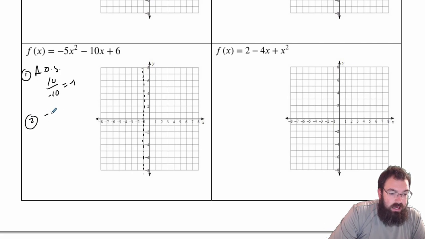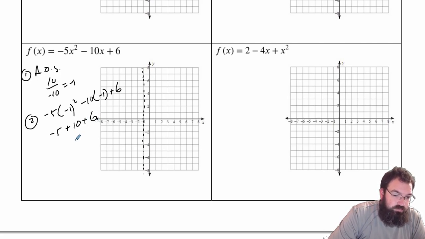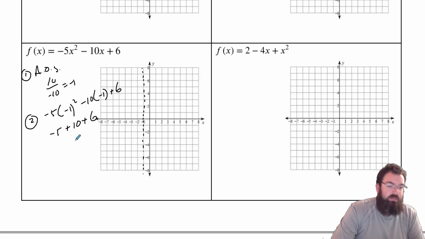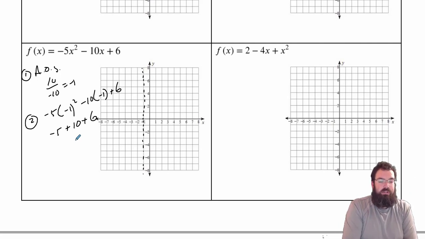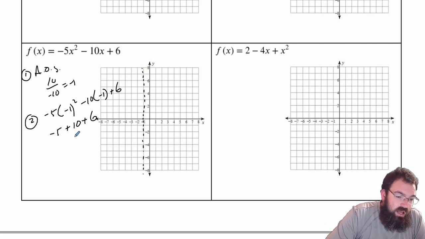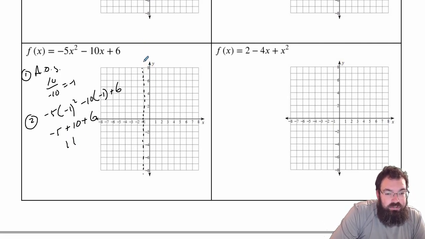Let's plug that in. I get negative 5 times negative 1 squared minus 10 times negative 1 plus 6. This is 1 times that, which is negative 5. This is plus 10 plus 6. Is that right? I think so. I think that looks right. So that's negative 5, that's 5, that's 11. Okay, so my graph is going to be off by a little bit. So 9, 10, 11. That stinks. I'm sorry, I didn't want it to be that high. That's my fault.